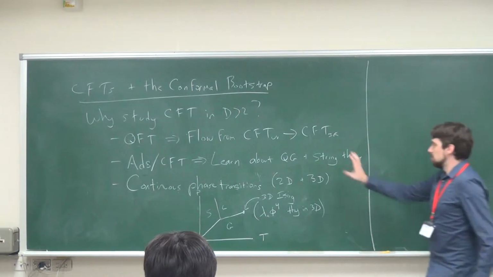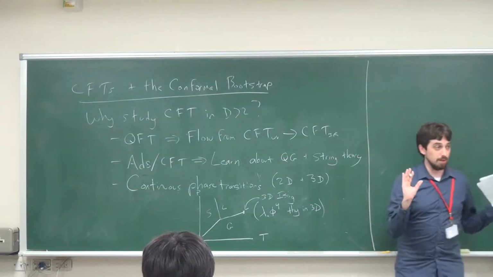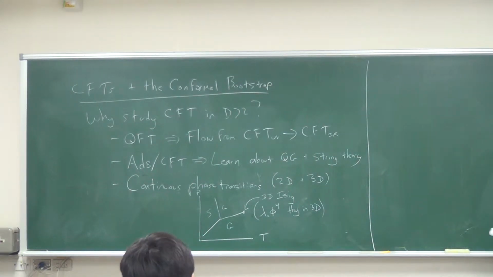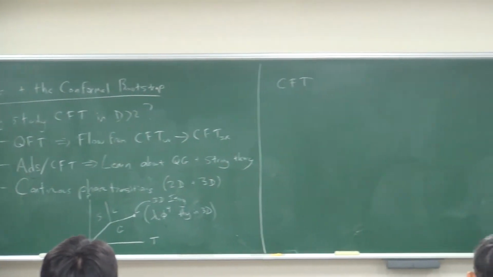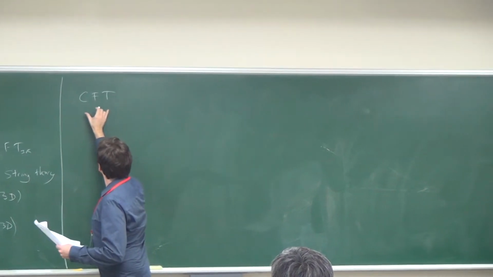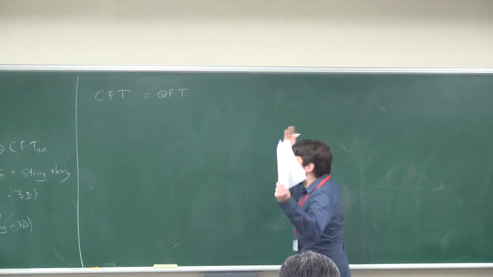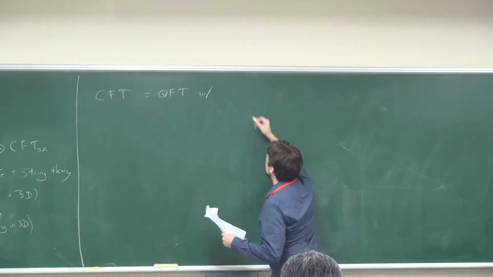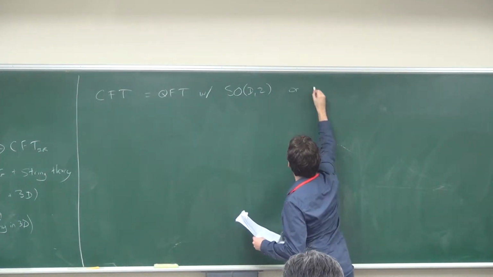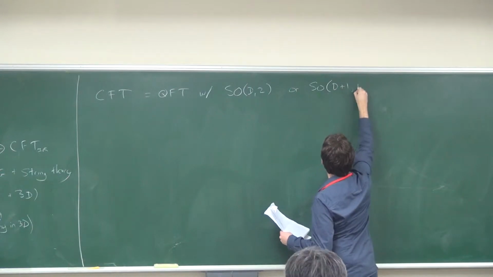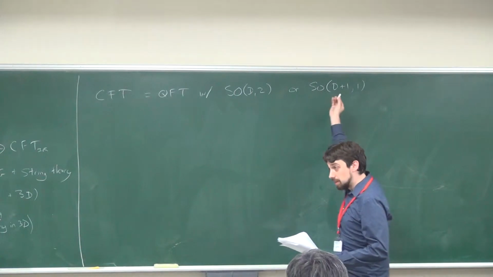Okay, so that was my brief motivation. So now let's talk about what a conformal field theory is. I apologize if I'm repeating things that everyone's heard before. But okay, what is a conformal field theory? Well, it's a quantum field theory with conformal symmetry, and in d dimensions, the conformal group is SO(d,2), or SO(d+1,1), depending on whether we're in a Lorentzian or Euclidean signature.